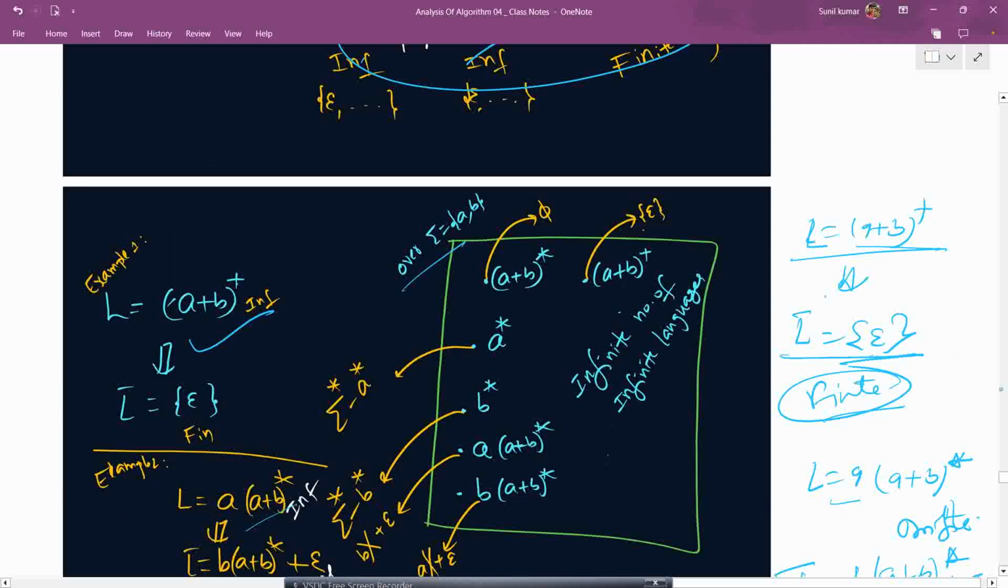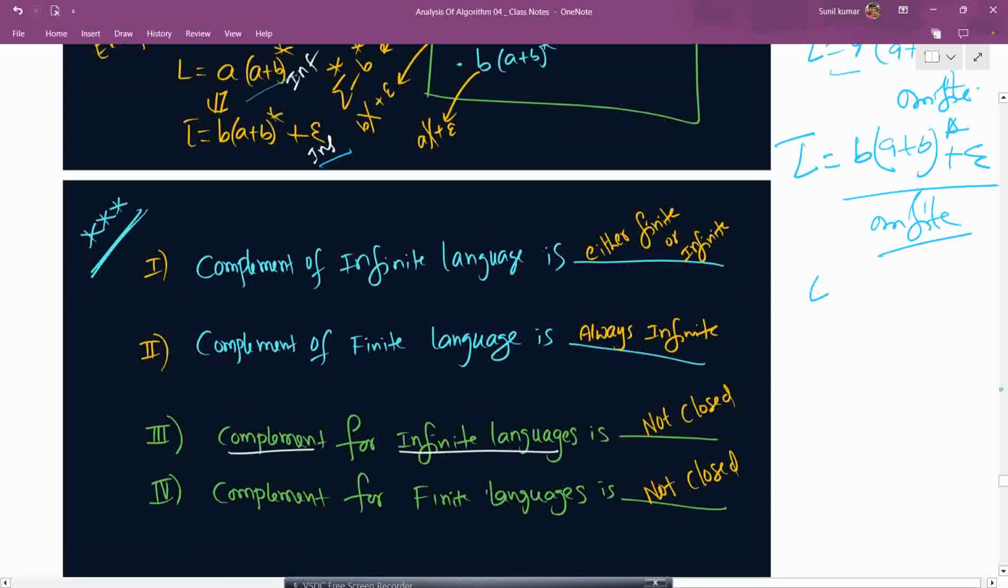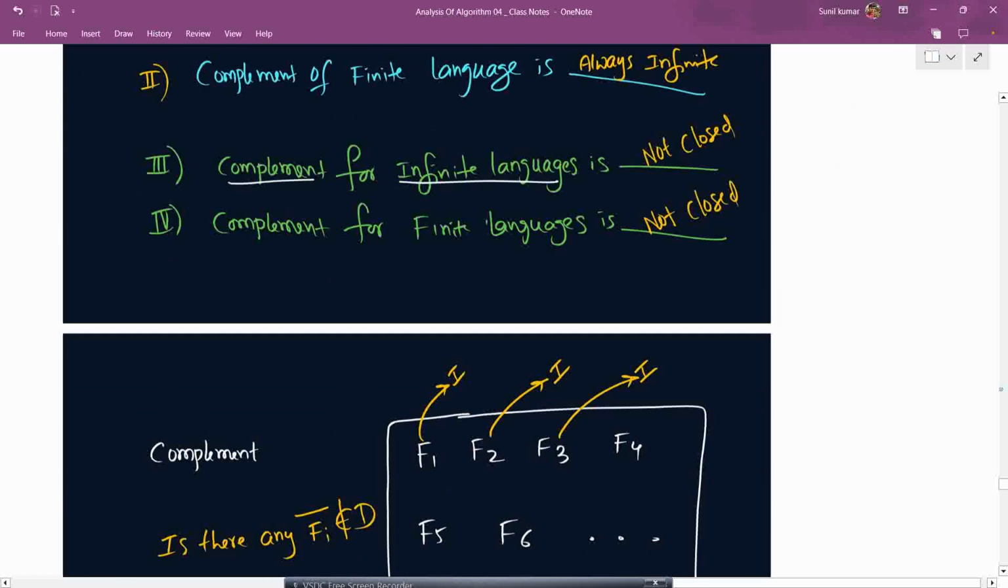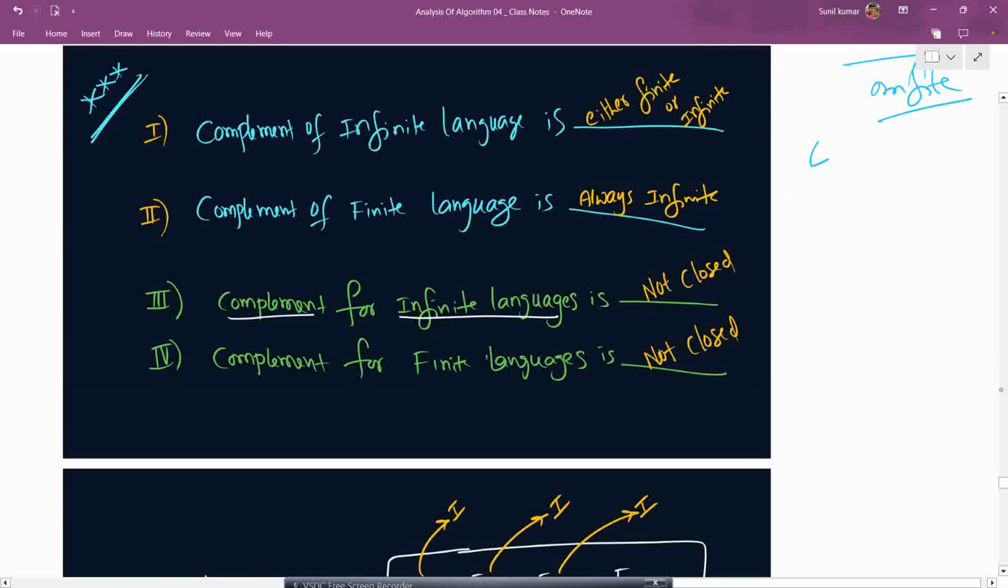So the complement of an infinite language is either finite or infinite, right? Just think about it.